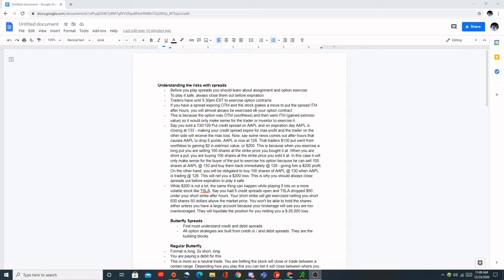But first I really want to go over this first part, and that's understanding the risks with spreads. It's important to understand these before you make your own plays or even playing them in general. So I'm going to quickly go over this. Before you play spreads, you should learn about assignment and option exercise, because really that's what spreads revolve around, especially when you're shorting premium, which you do with spreads. To play it safe, always close them out before expiration, and I'm going to explain why.